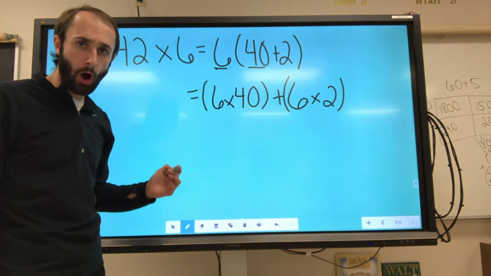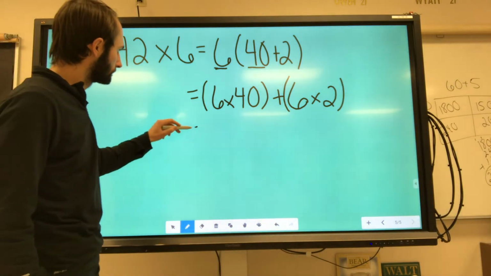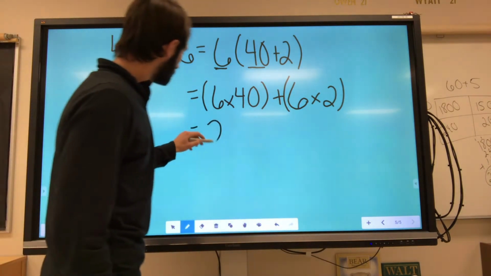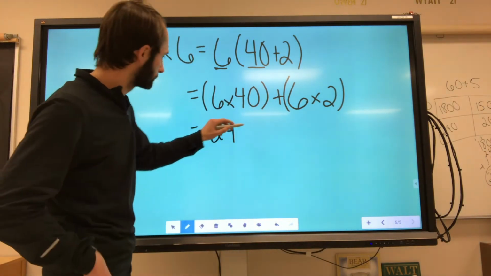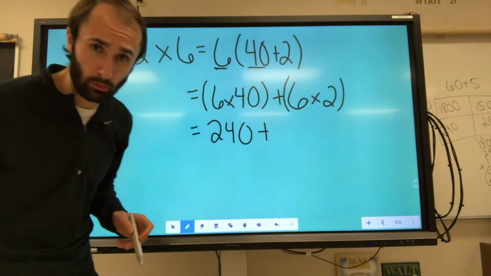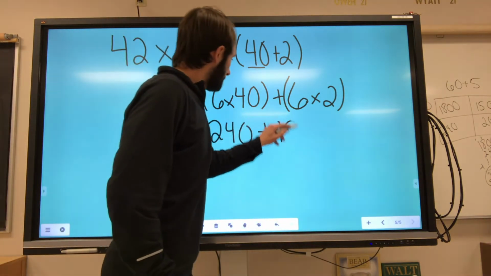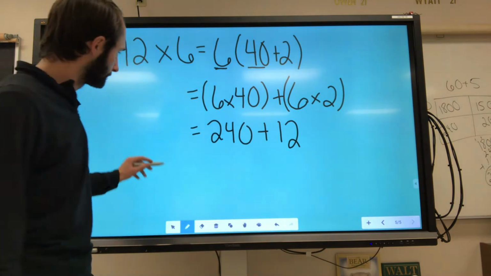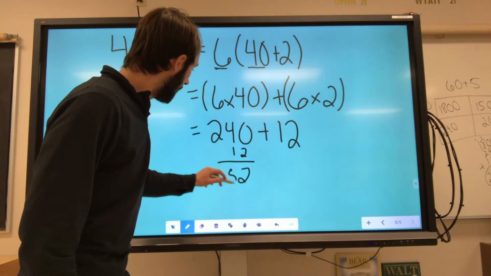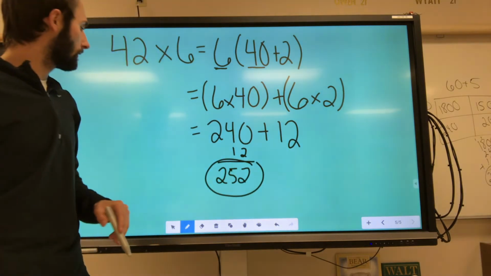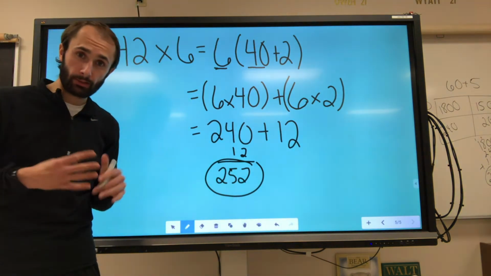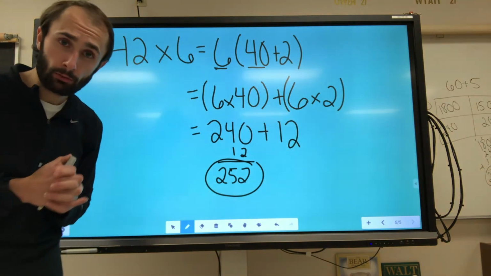Those are the steps for the problem. As we all sure know, this next part is rather simple. Basic math fact, 6 times 4 is 24, with one 0. Plus 6 times 2, which is 12. I learned that when I was 3 years old. We have to add those up together. 240 plus 12, just put it down here. 2, 5, 2. 42 times 6 is 252. Rather simple, students, was that not? I would have to agree.